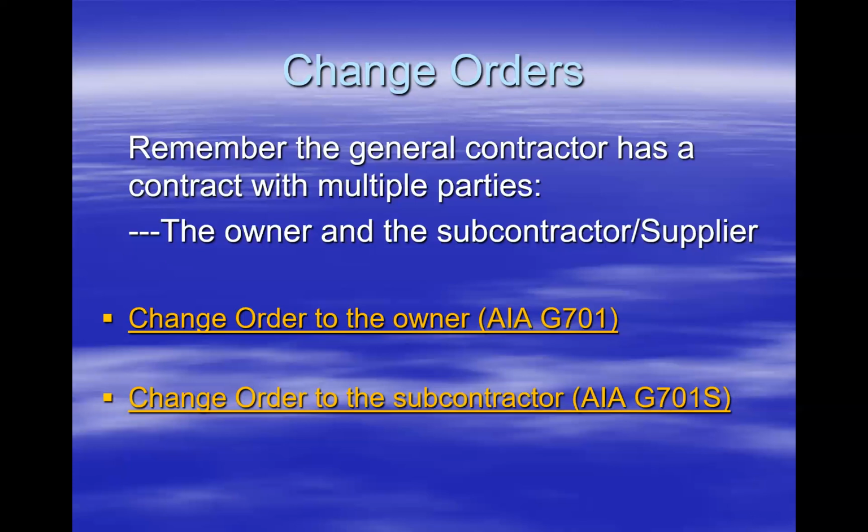But what they've done in the 2017 version is create a new form called the G701S, S meaning subcontract. Instead of using the same form for the prime contract and then modifying it for the subcontract, they've created two separate forms. So we'll be working with both of these forms. I will provide you the G701 form, and in the next assignment, which I will give you next week, you will take that information and generate the subcontractor change orders, which is the G701S.